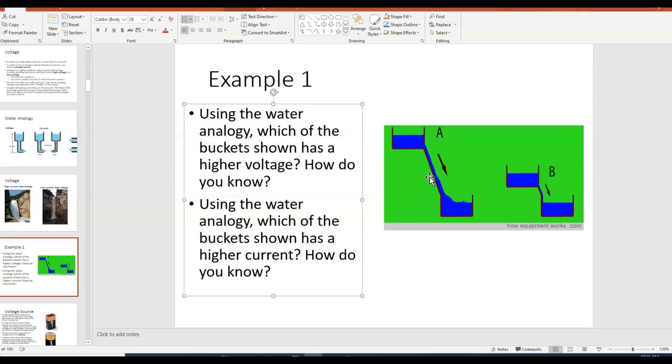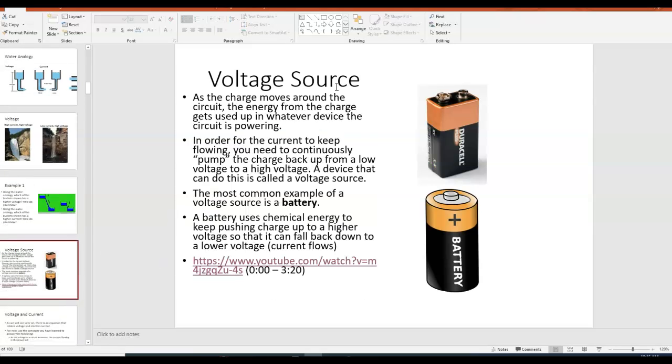And we can see, just looking at how much water is flowing, that bucket A would also have a higher current because there's more water on the left than there is on the right, where it's just a trickle. Now you might say, well, of course there's more water on the left because there's more energy, there's more voltage. And it's true that a lot of the time, higher voltage corresponds to higher current. We'll come back to that in just a second. One more thing I want to say about voltage source.